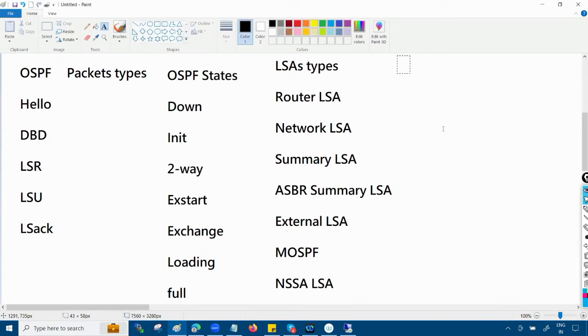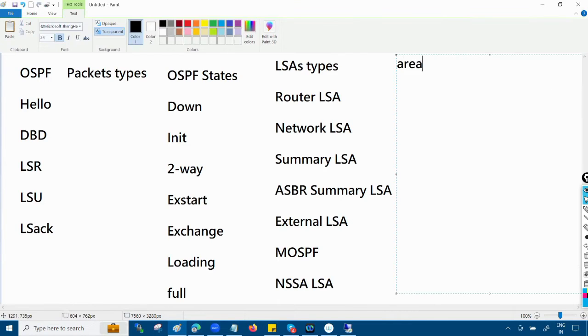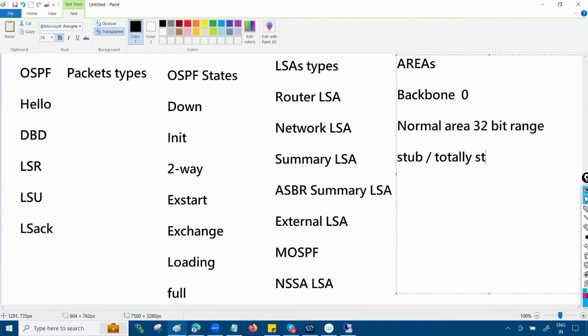So these are the LSAs we have. Now I will look at the areas part. In OSPF, we have something called the backbone area, which is reserved for area 0. Then we have a normal area, any area in the 1 to 32-bit range. You can make a special type of area like stub and totally stub to block some particular kinds of LSA based on your requirement. Then we have NSSA and totally NSSA.